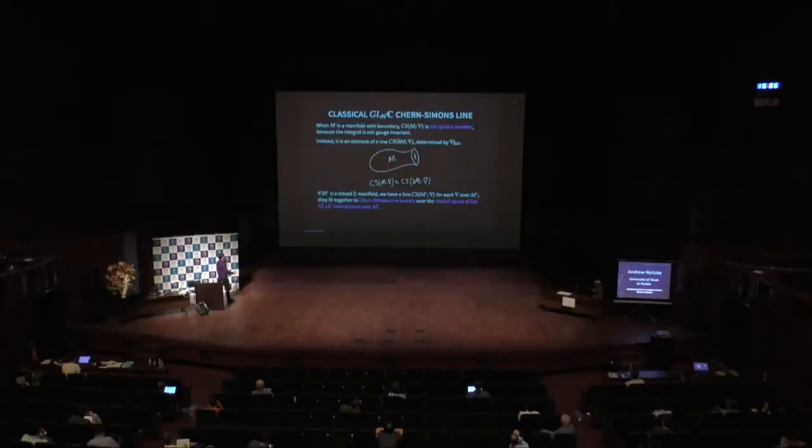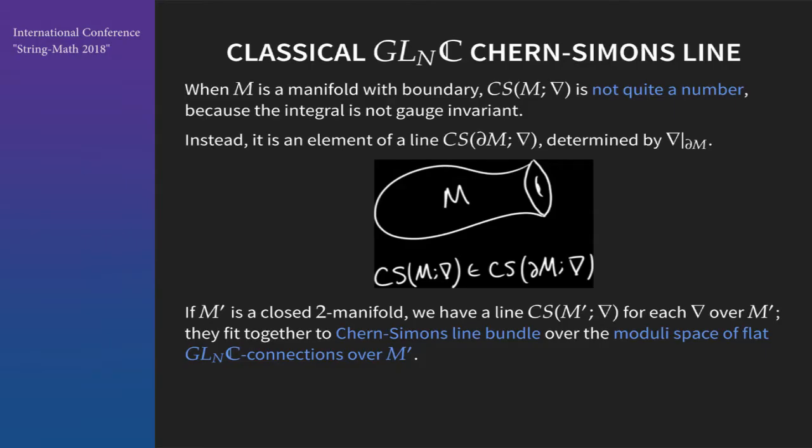And a little more generally, if we focus for a minute just on the boundary, now don't think so much about the bulk, think about the boundary. For every possible flat connection over the boundary, there's a line there. It's the place where the bulk invariant would live. So we have one line for every flat connection over that boundary, and those fit together into something called the Chern-Simons line bundle. So there's some naturally defined line bundle over the moduli space of flat connections, which just comes to you from Chern-Simons.